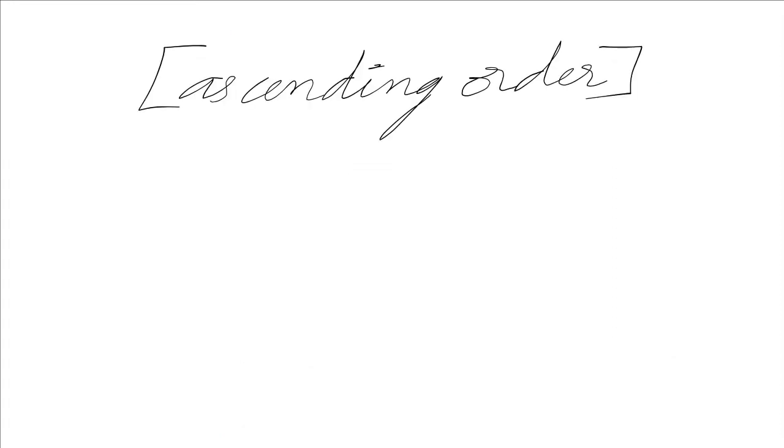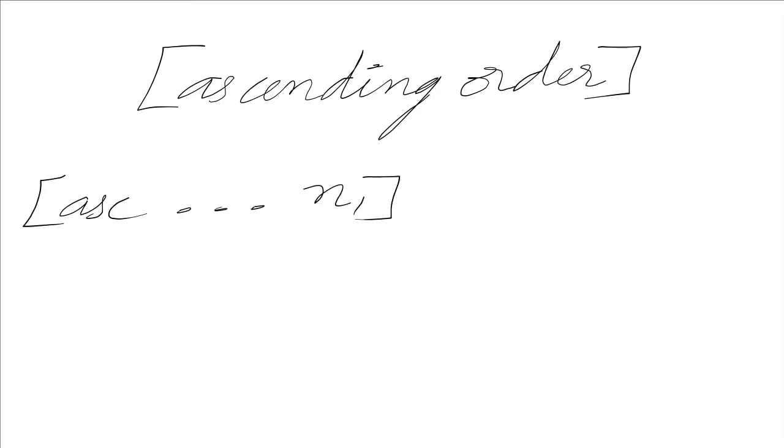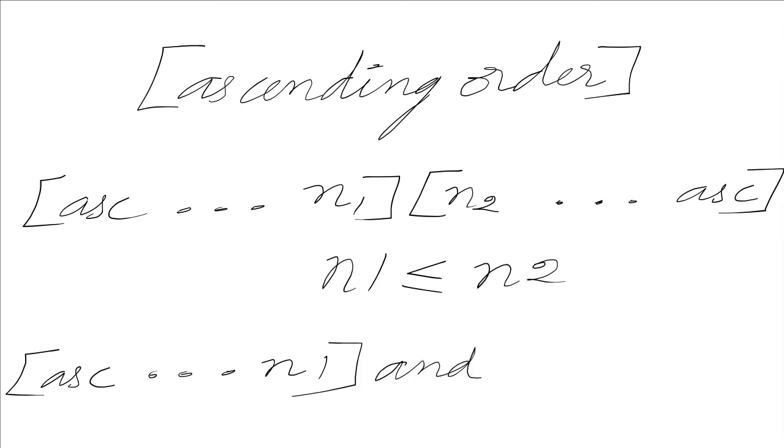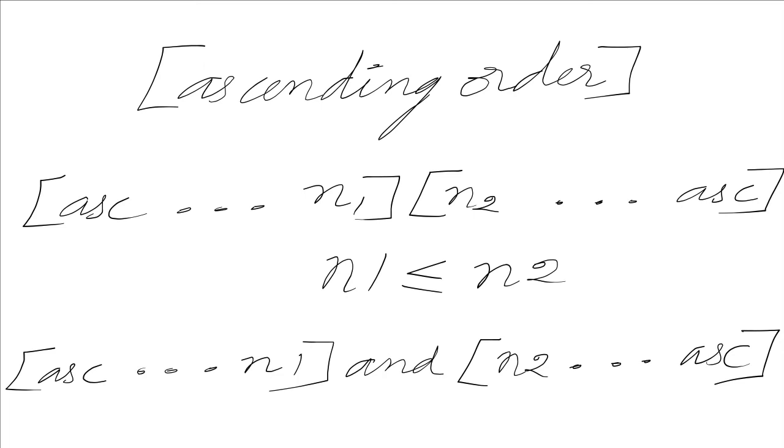Let's look at this conceptually. If everything in the list needs to be in ascending order, the first half will have numbers all the way up to n1, and we'll have n2 and all the way up to the end of the second half of the list. We just need to make sure n1 is less than or equal to n2 when we combine these two lists into one list to make sure all the elements in the list are in ascending order. So we have the first half and the second half must be in ascending order.